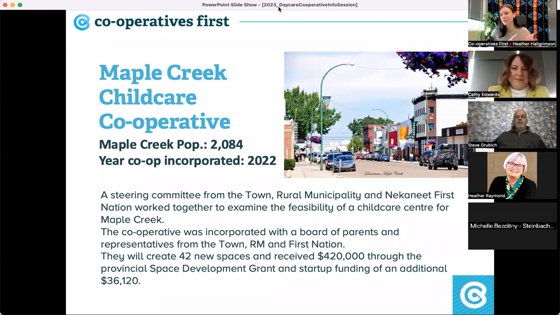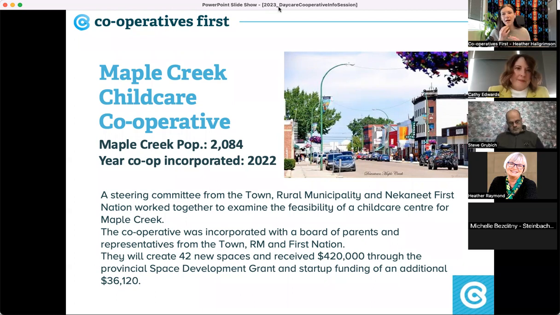The three stakeholders, the town, the RM, and the First Nation, incubated the idea and approached cooperatives first. After they approached us, we suggested that they get a couple of parents on side as well, or community members, to help round out the governance structure. They did that very effectively, and they incorporated, including a board of parents as well as representatives from these three entities.